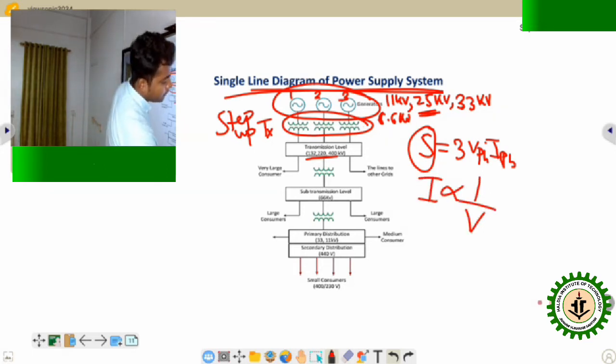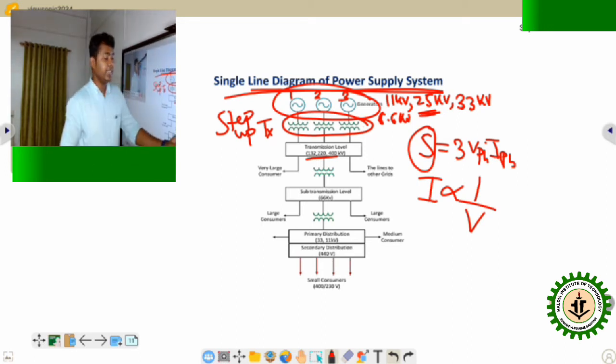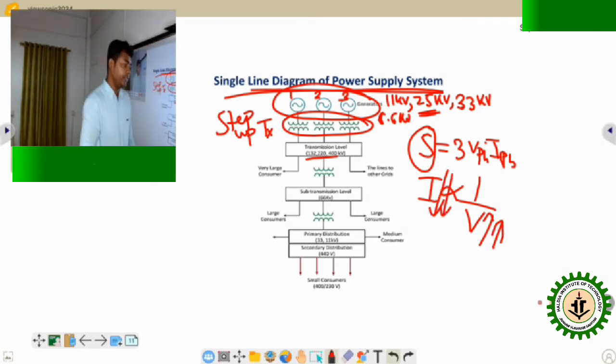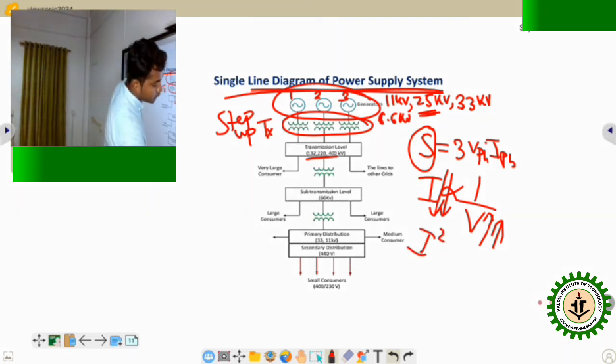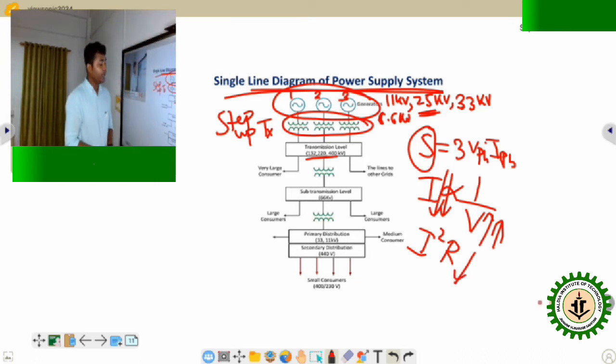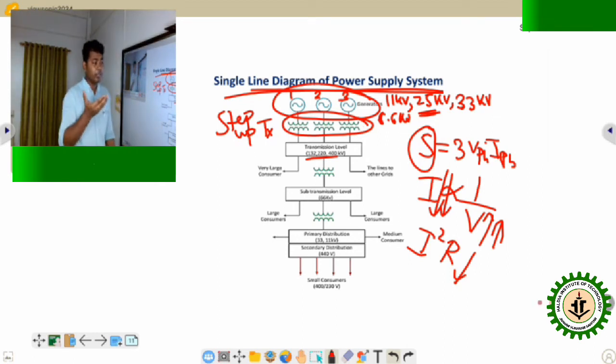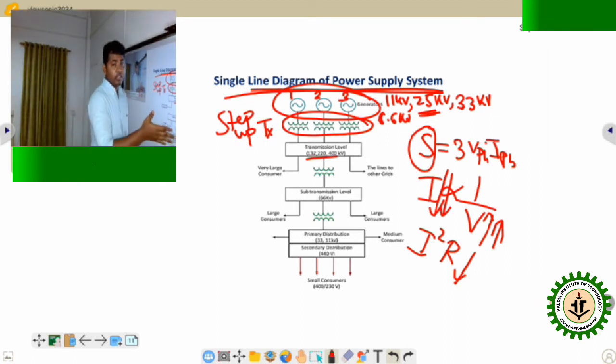So if you increase the voltage, then what happens? The current will decrease. If you decrease the current, then the I square R loss also will reduce. If you decrease the loss, then obviously the company gets more revenue, meaning this is more economical, and the conductor requirement also becomes less if you reduce the current or the loss. For economic purposes, the voltage is always stepped up.